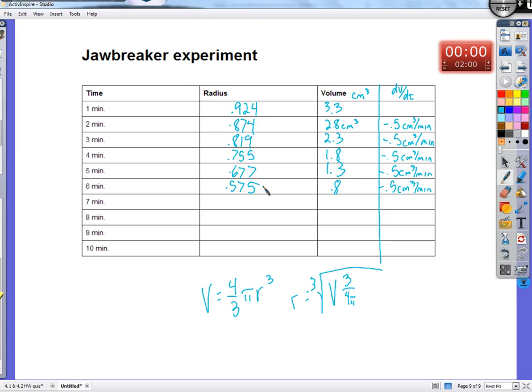Okay. So here's the question. Now we're taking this data, and we can look at the average rate of change between two data points. If I take this radius minus this radius, 0.874 minus 0.819, that gives me 0.055.